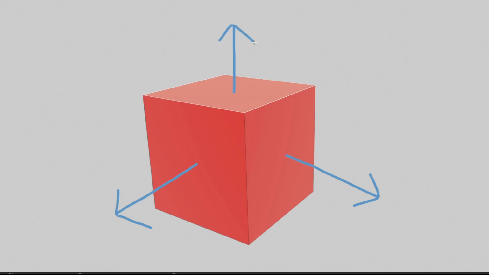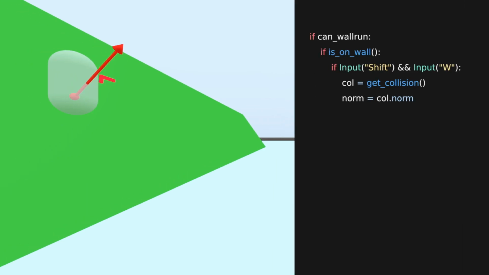So when we get the normal of a face in our game, we should be assured that we are getting the right direction. And the cool thing about normals is that we can use them on any kind of 3D object, no matter how complex it is. So back to our example.